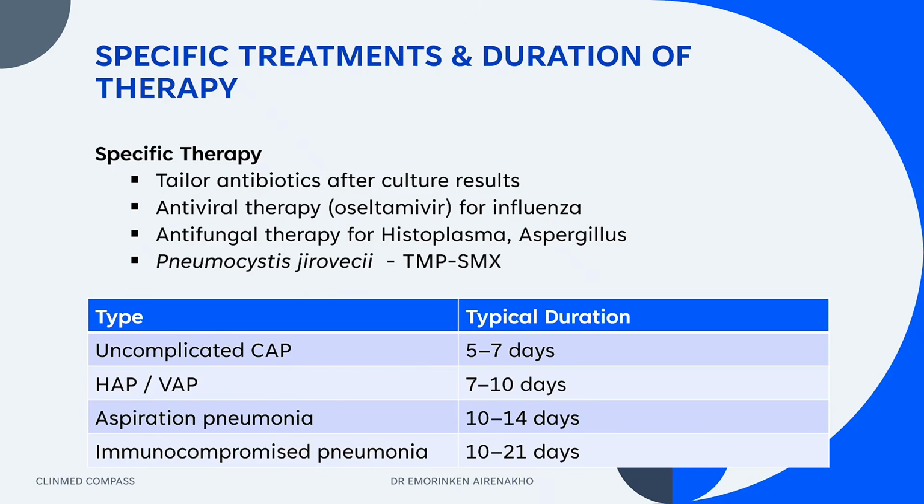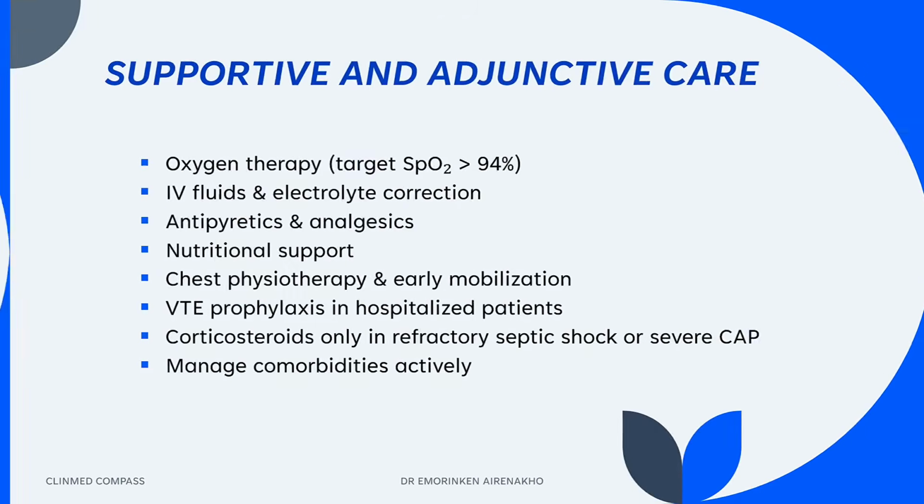How long do you treat pneumonia? For uncomplicated community-acquired pneumonia, 5 to 7 days. For hospital-acquired pneumonia or ventilator-associated pneumonia, 7 to 10 days. For aspiration pneumonia, 10 to 14. And for pneumonia in immunocompromised patients, 10 to 21 days.